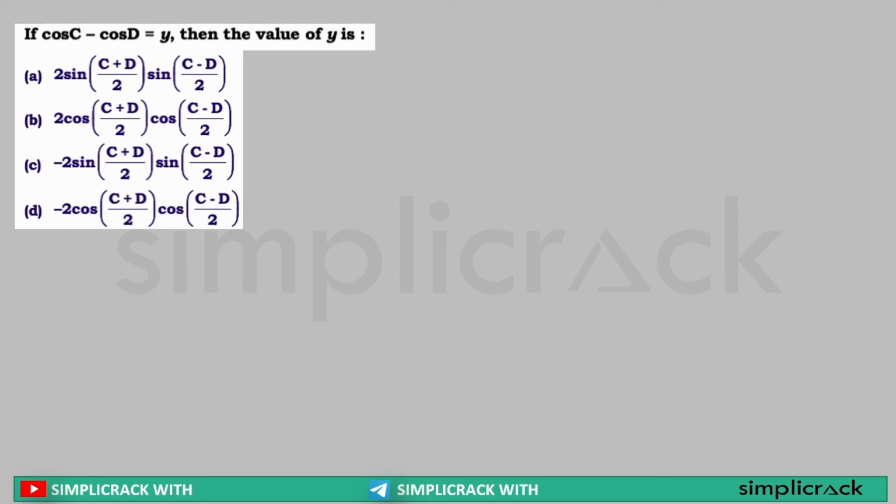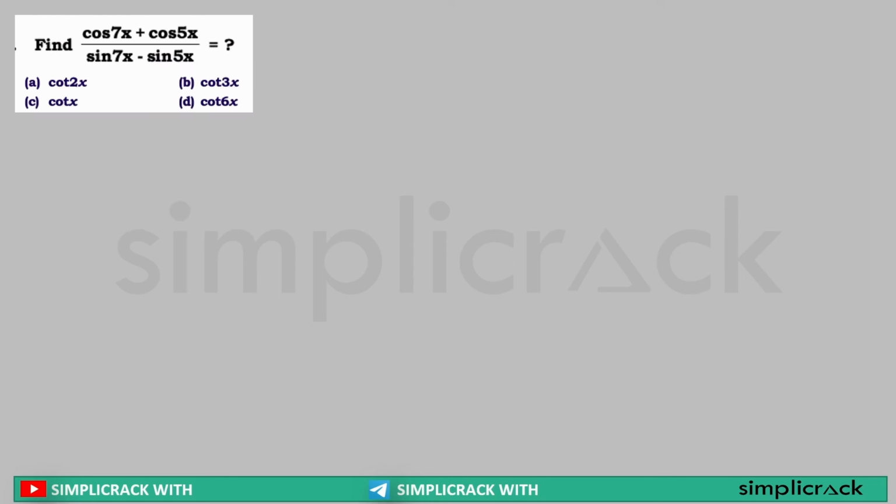Sir, cos A minus cos B is equal to 2 sin (A plus B)/2 into sin (B minus A)/2, or minus 2 sin (A plus B)/2 into sin (A minus B)/2. So here C, D is given. So answer C is the right option. Clear? Next. Sir, (cos 7x plus cos 5x) divided by (sin 7x minus sin 5x).